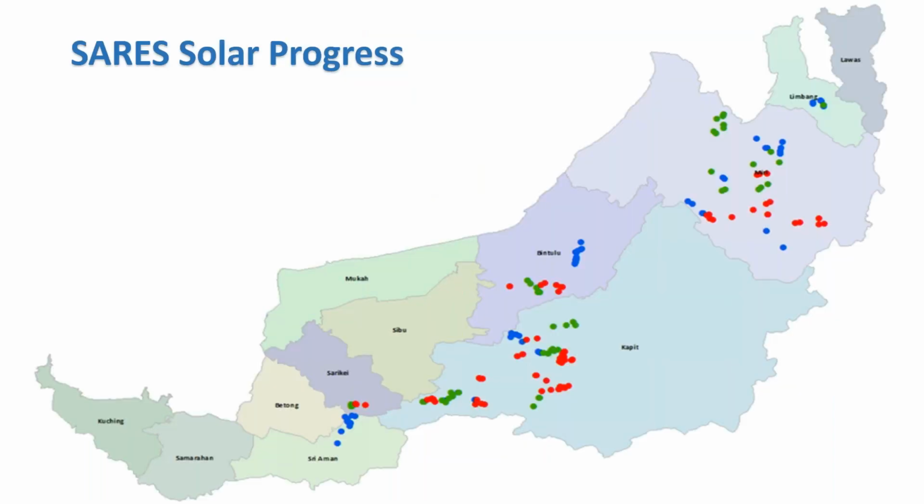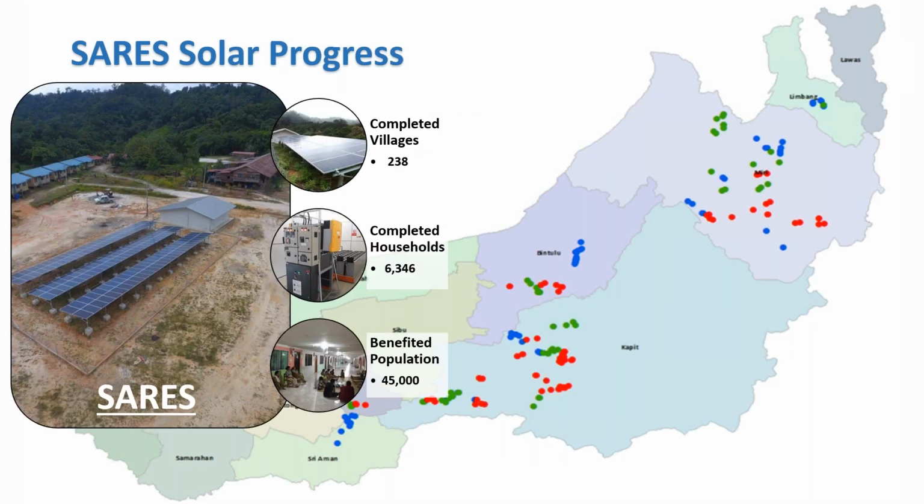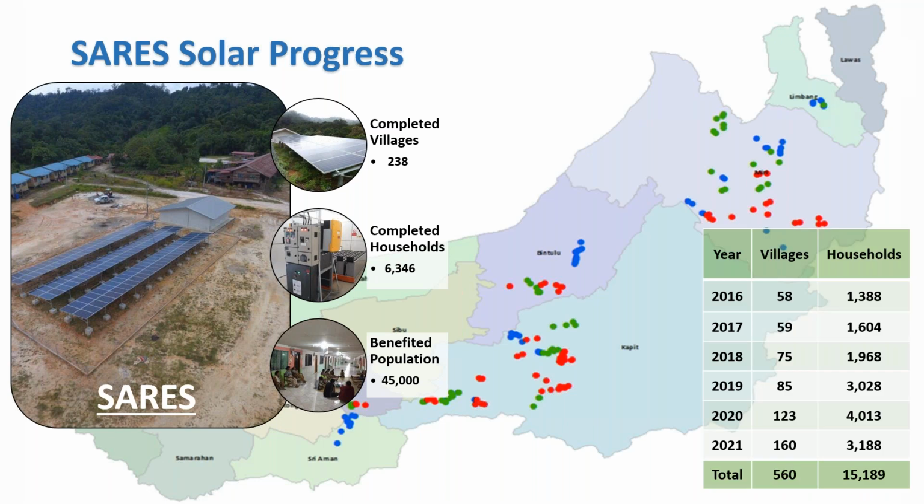Okay, so this is my progress so far for SARES. Currently, we have around 238 villages completed, benefiting around 3,300 households. And in terms of our future planning, we have already completed 4 years of SARES phases, and there are 2 more phases to go.